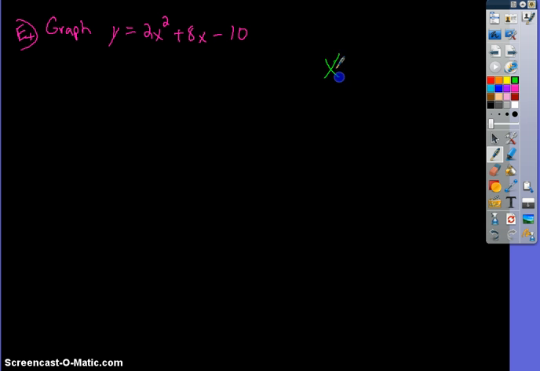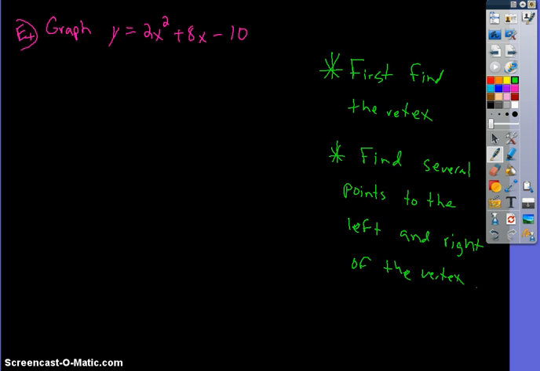If you're going to graph it, you need 2 things. First, find the vertex. After you find the vertex, find several points to the left and to the right of the vertex. So first find the vertex, and then find several points to the left and right of the vertex.